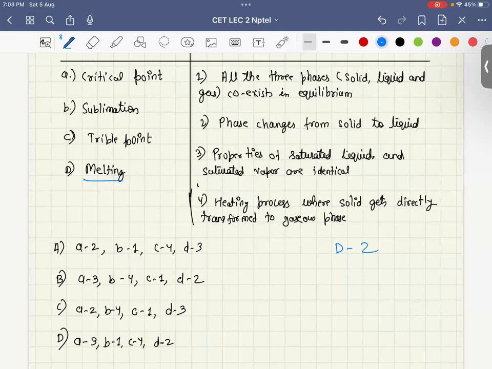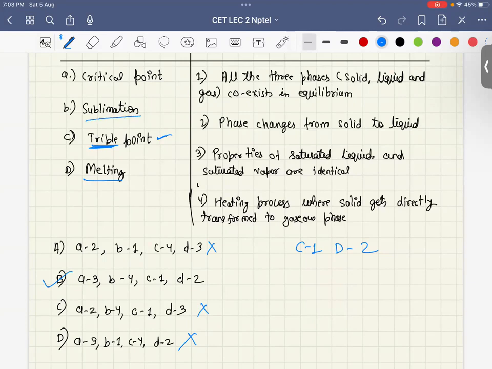Or for example, let's first consider triple point. So triple point is nothing but, as the name suggests, a coexistence of 3 phases, right? So clearly, C is also going to be 1. All the 3 phases are going to be in equilibrium, right? So that means this eliminates this one, eliminates this one, and this one also. So just by process of elimination also, you can find the answer.